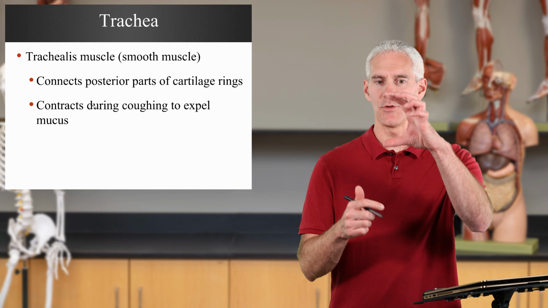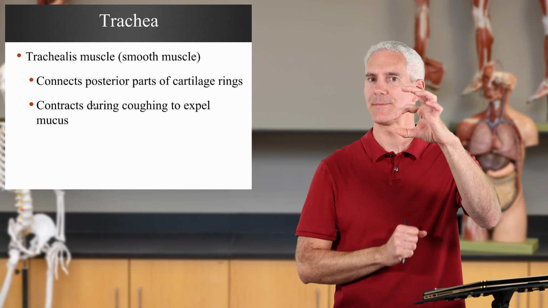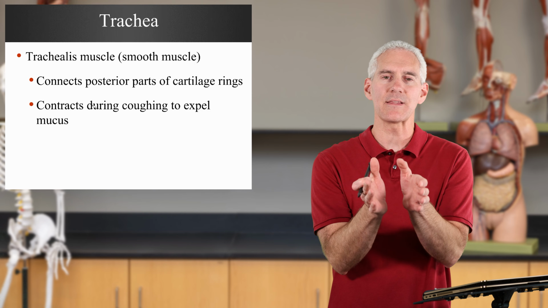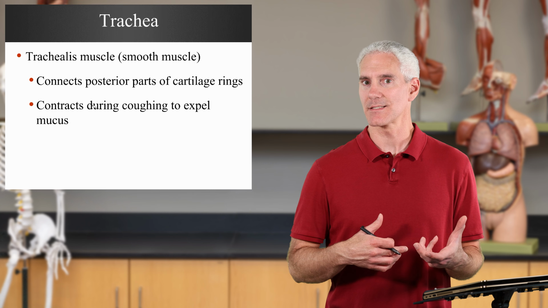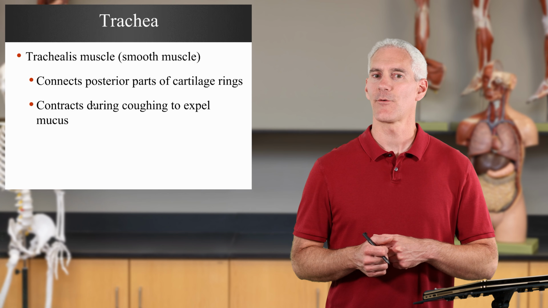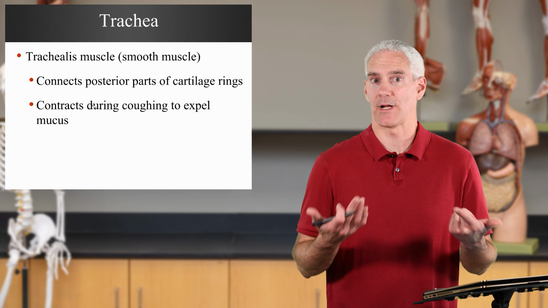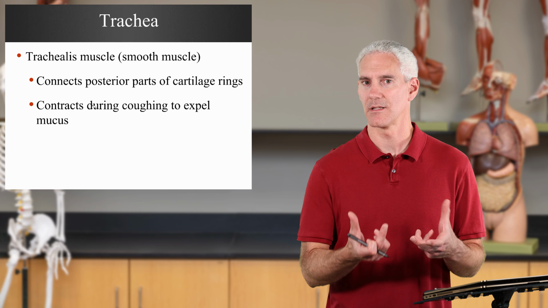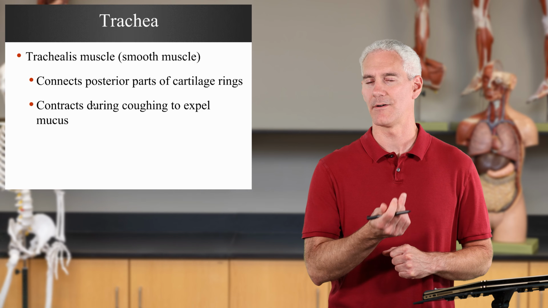Think about it this way. If you have this shape here, and now you contract the muscle, the opening became smaller. By contracting the trachealis muscle, you make the lumen, the space inside your trachea, smaller. Less space with the same airflow means more force. So therefore, you've increased the force of that cough to help expel the mucus by creating more force. So you have the actual trachea here with that trachealis muscle contracting upon coughing to make it smaller to increase the force of the cough.